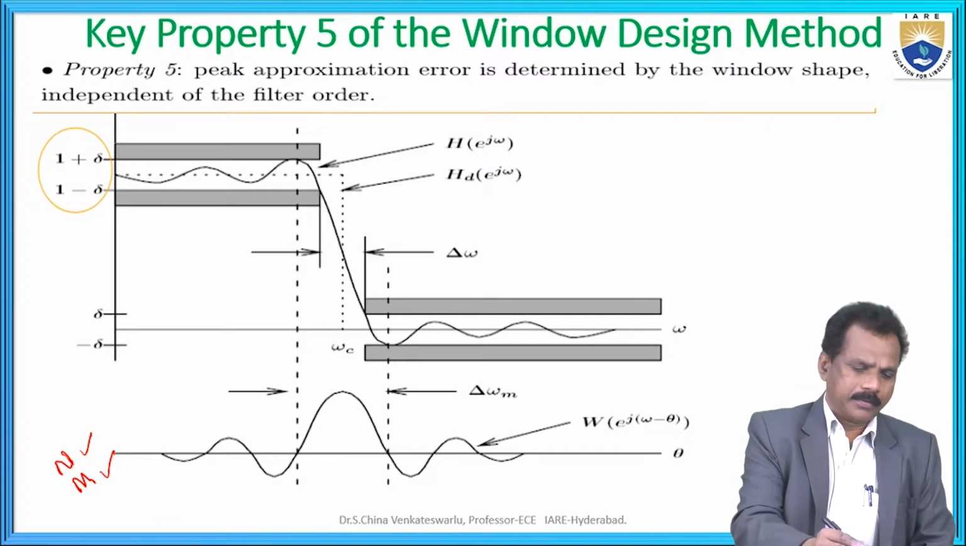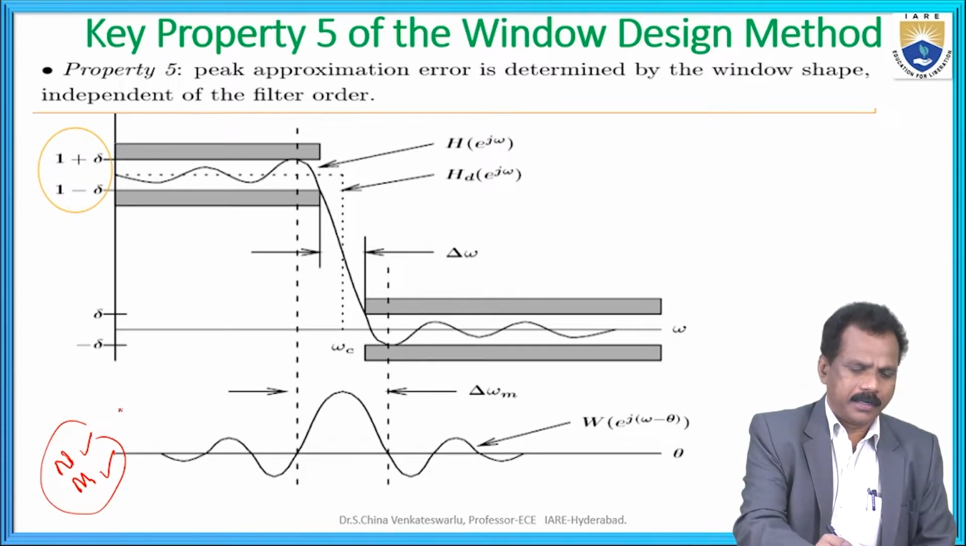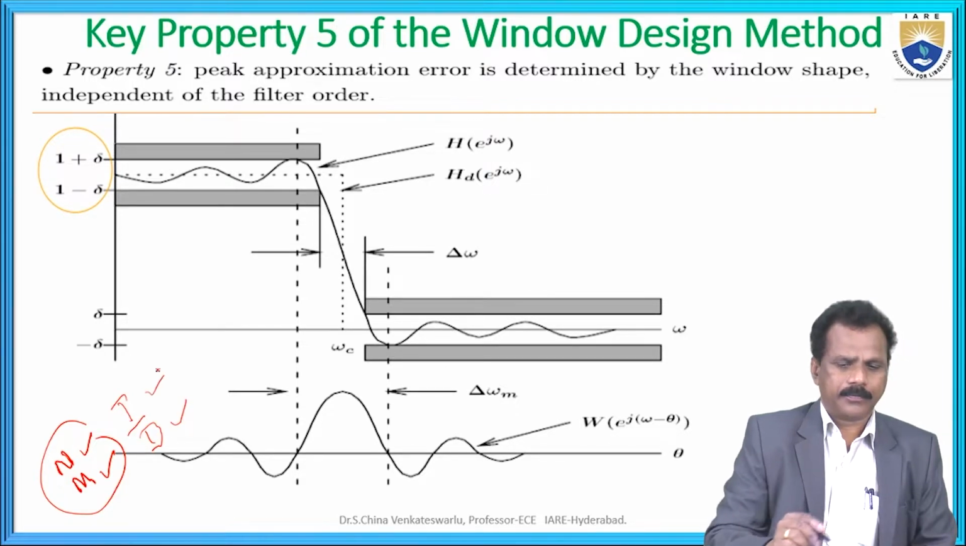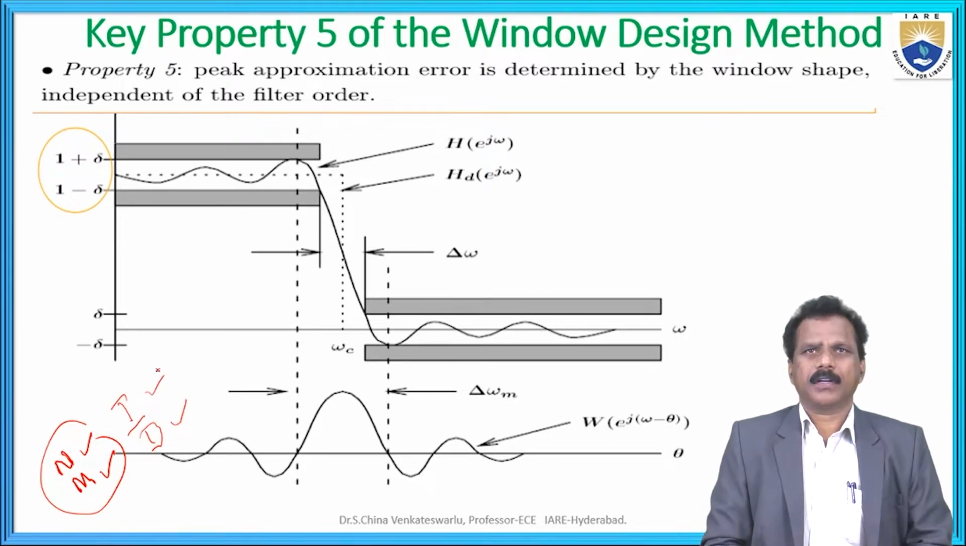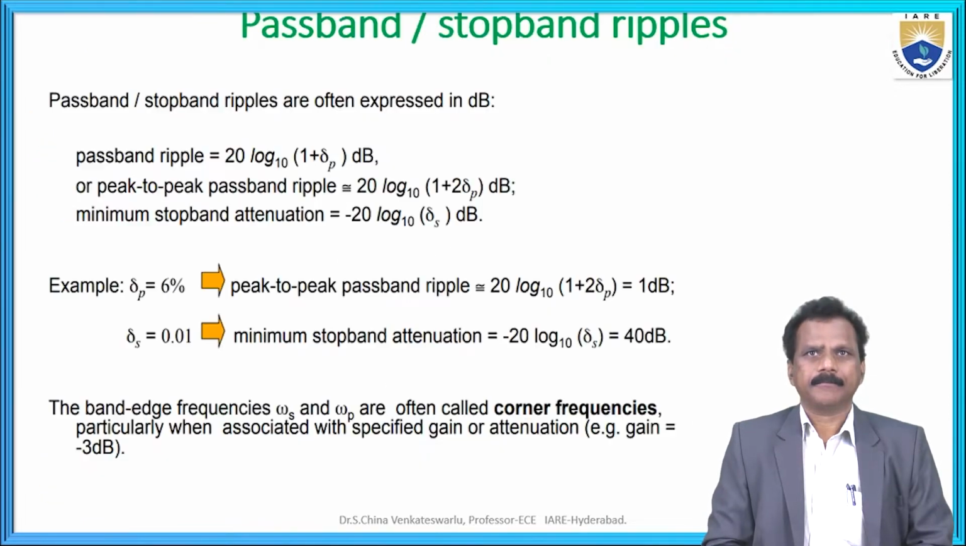Okay, so using this order, it is either independent or dependent. So you can decide based on that. The property is useful: peak approximation error is determined by the window shape, independent of the filter order. Okay. Next, coming to the passband and stopband ripples.